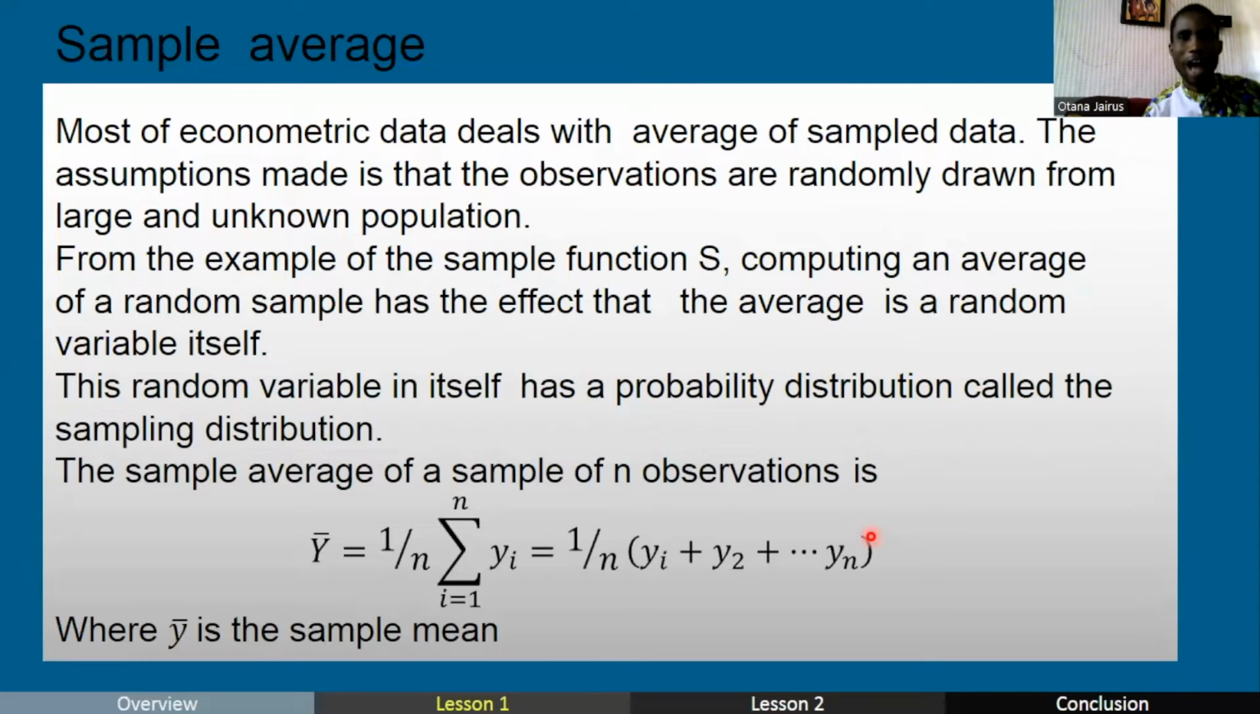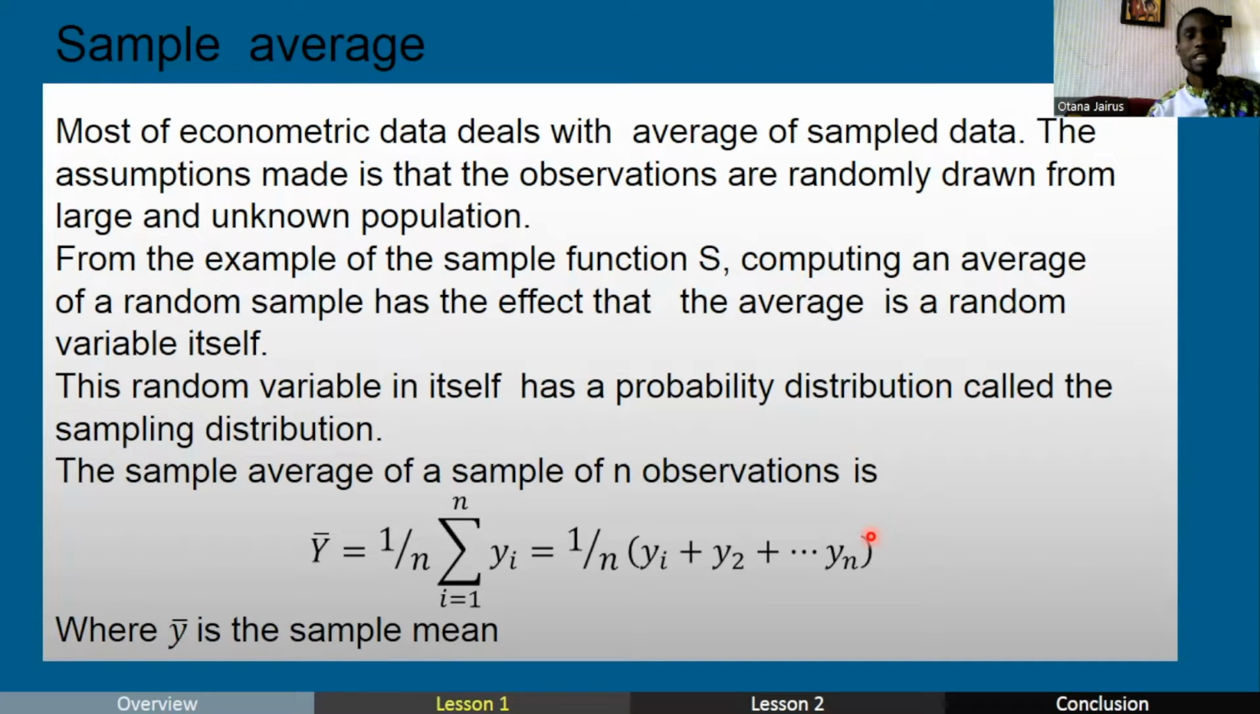So let us look at the sample average. In most econometric data, we deal with the average of the sample data, since we assume that the population we are dealing with is large and unknown. Remember when we talked about sampled data and population data. That's why we deal with the average of the sampled data, because it would be difficult for us to know the exact average of the population data, since we assume it is large and of unknown population.